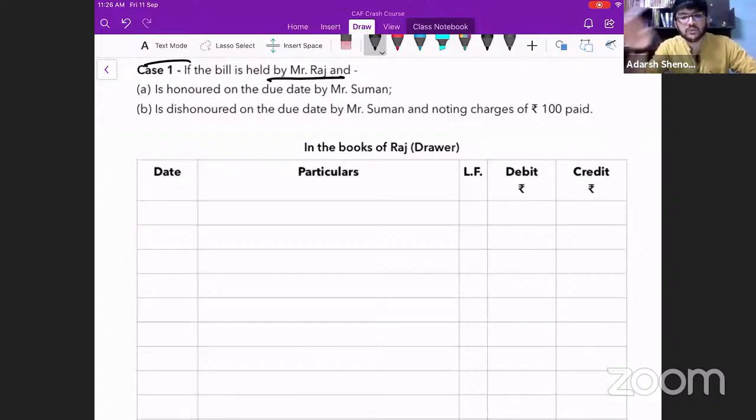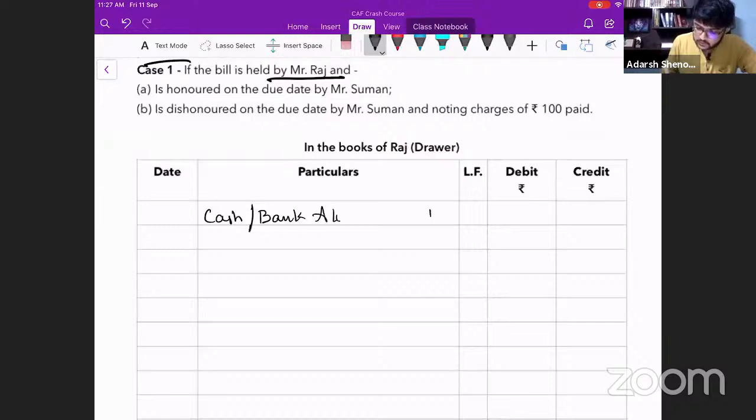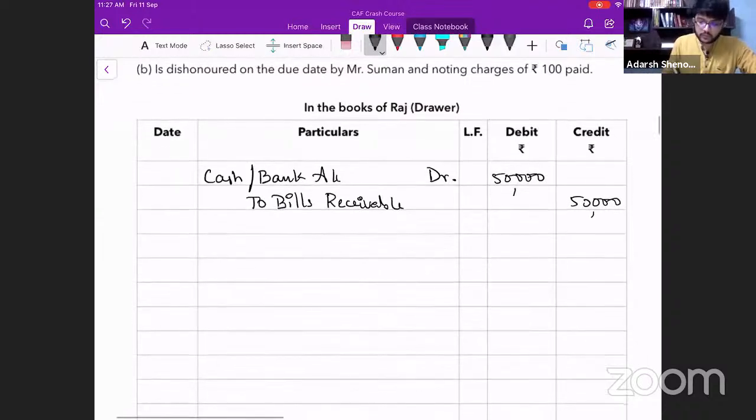So what should we do with bills receivable? We have to credit. And we're going to get cash or we're going to get money into our bank account. So cash or bank account is to be debited. So can you tell me the entry for this one? Cash or bank account debit to bills receivable. What is the amount he's going to pay? 50,000 rupees is the amount he's going to pay. Being bill honored on due date.